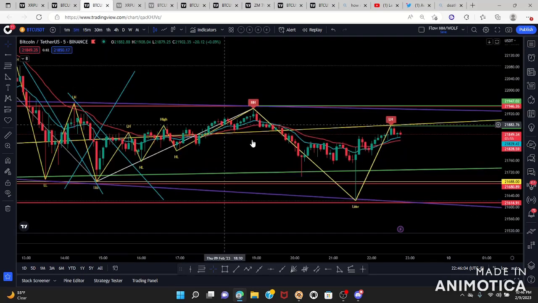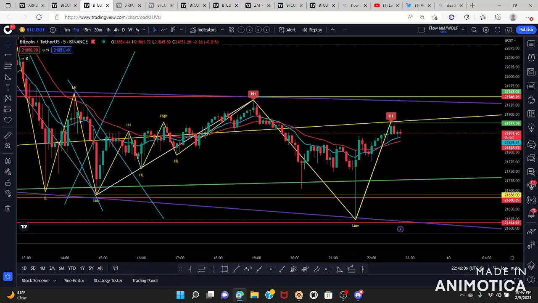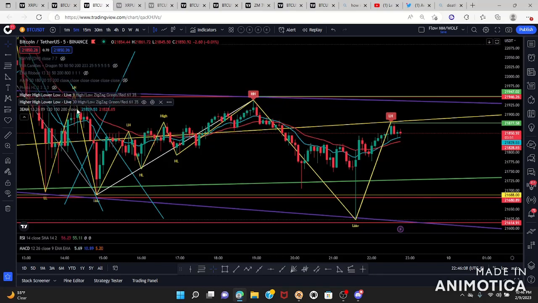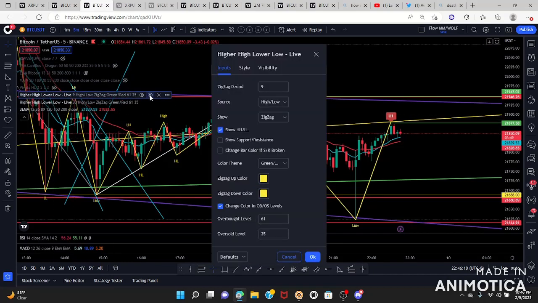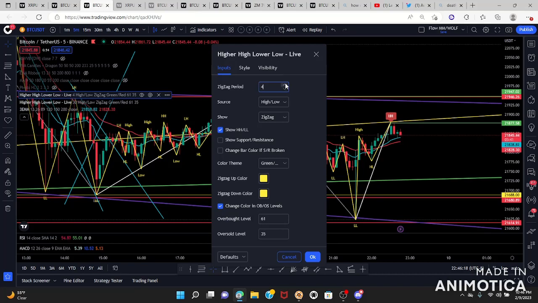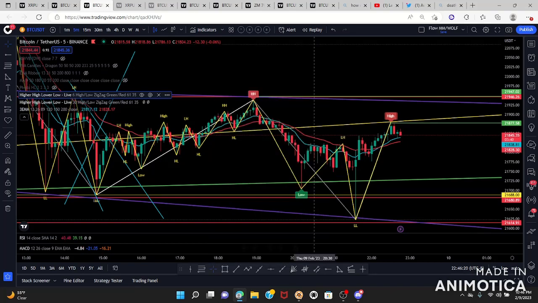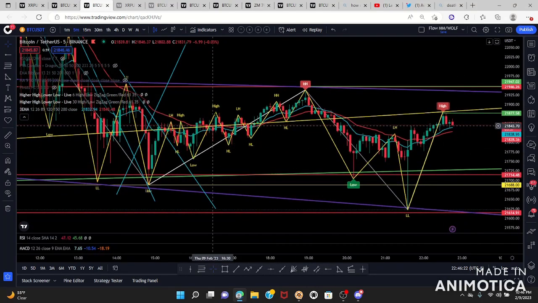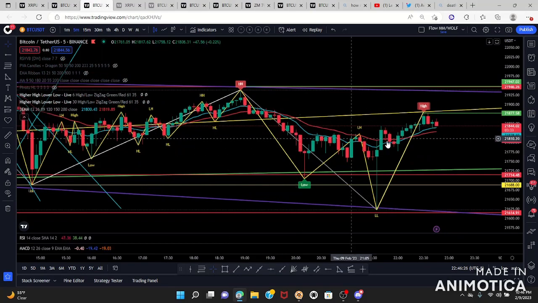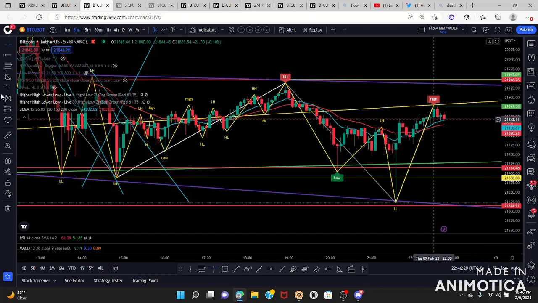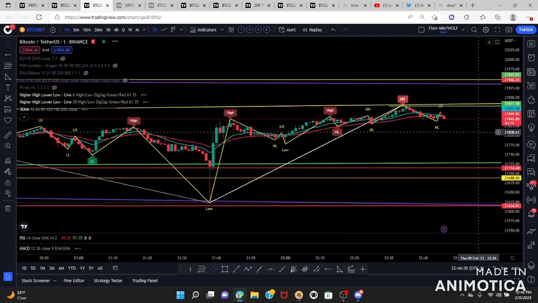Let's go into the 5 minutes. Let's edit our higher high, lower low. Sometimes it's good to edit. The lower you come down to, the more highs and lows you're able to see. Okay, see how you can see the higher high, the higher low. So I'm just trying to understand it. Let's go into our 1 minute.